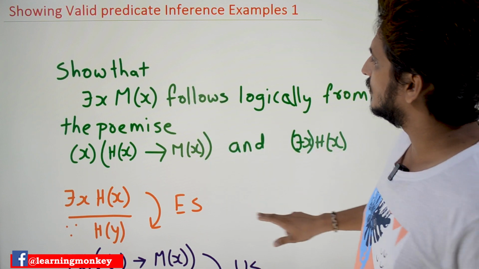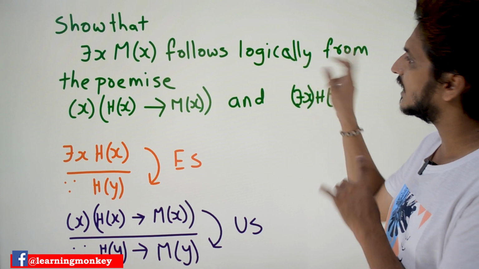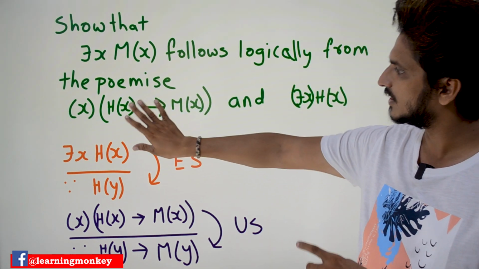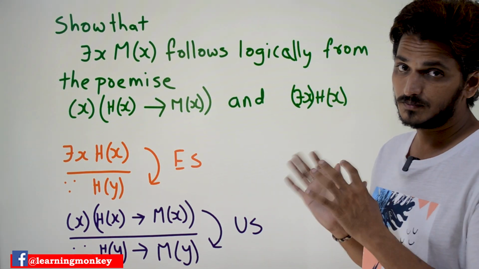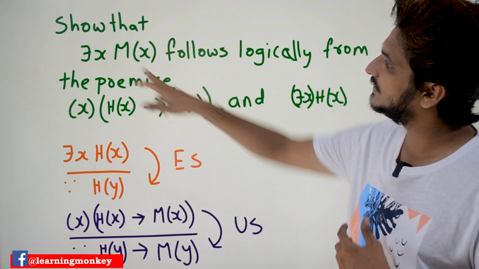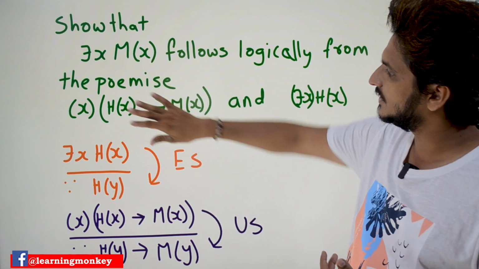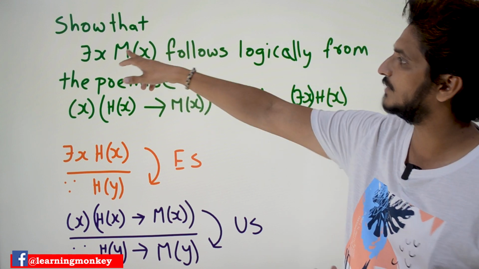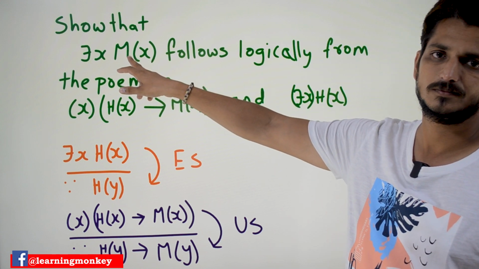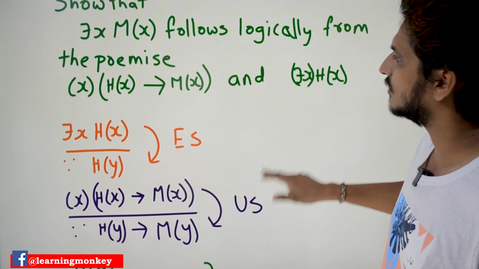So coming to today's examples, there exists x, m of x follows logically from the premises. These are the premises, one premise, second premise. From these premises, we need to identify whether this is valid or not. The meaning is: if this statement and this statement are true, can you say that this statement is true or not? So how are we going to solve this?